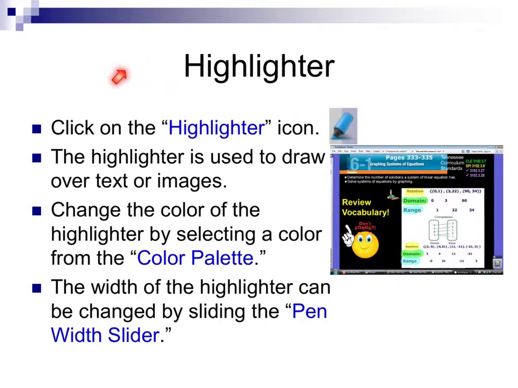How do you highlight an item? To highlight an item, you'll click on the highlighter icon that looks like a little highlighter. The highlighter is used to draw over text or images. You can change the color of the highlighter similar to the way that you change the text pen. In order to change it, you select a color from the color palette. The width of the highlighter can be changed by sliding the pen width slider.